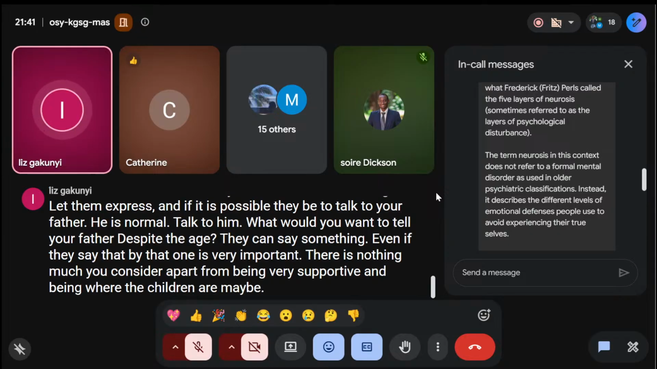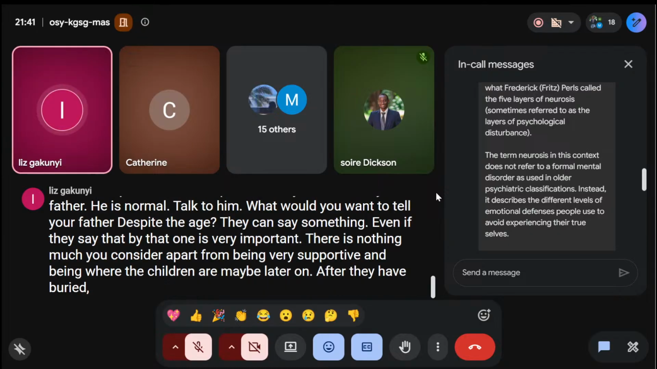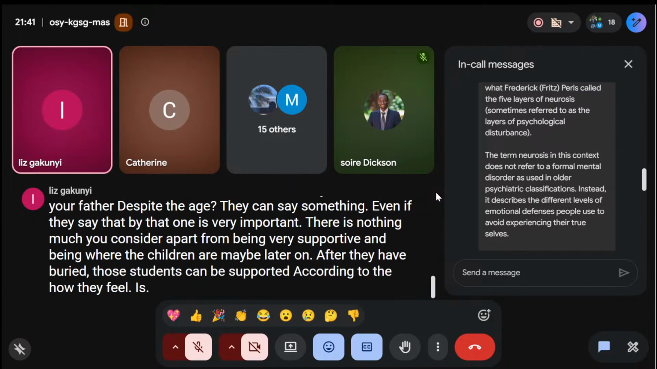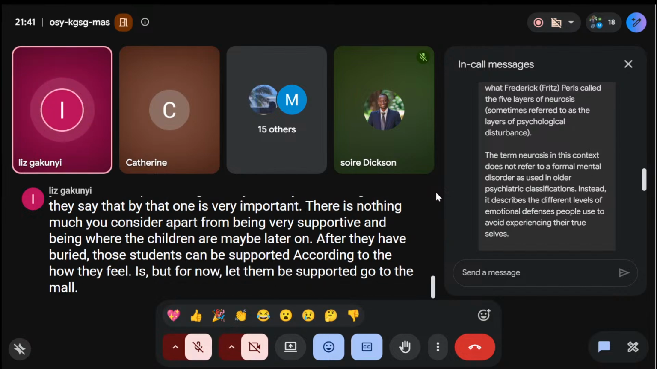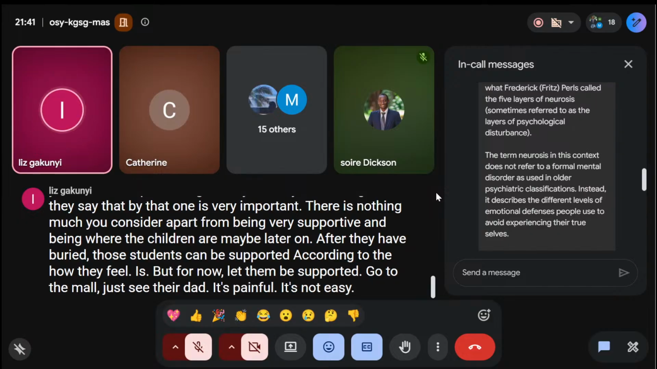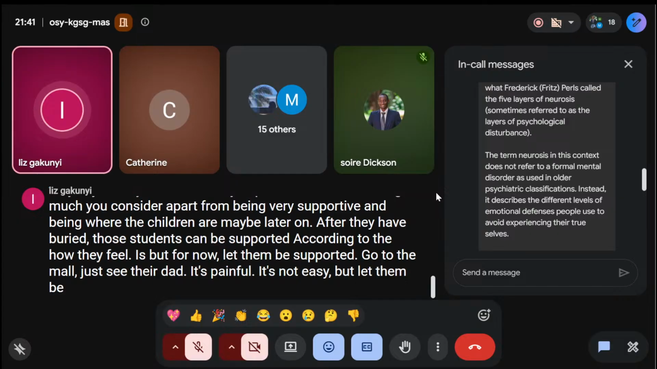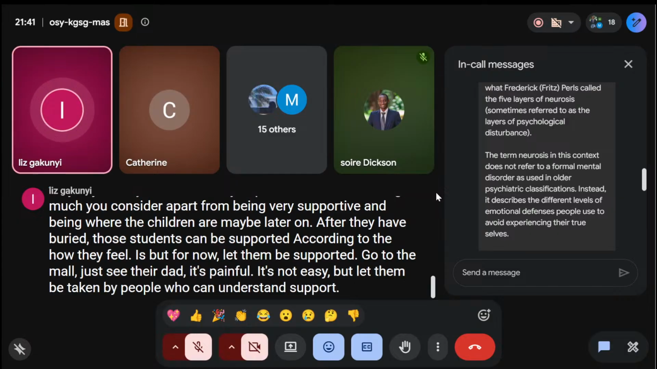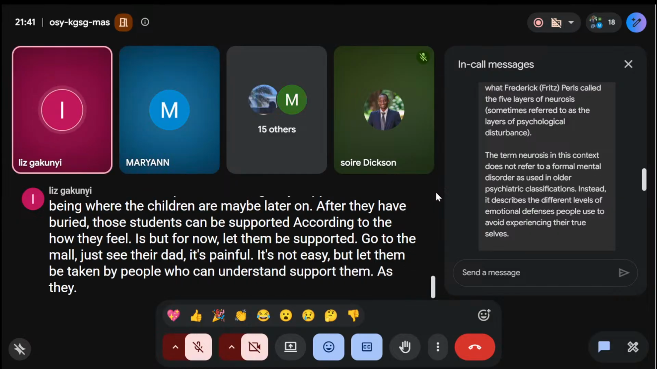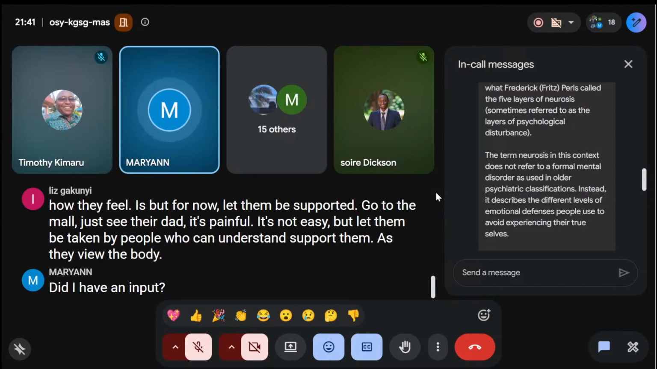Maybe later on, after they have buried, those children can be supported according to how they feel. Yes. But for now, let them be supported, go to the morgue, just see their dad. It's painful, it's not easy, but let them be taken by people who can understand and support them as they view the body. Teacher, I have an input on the same.